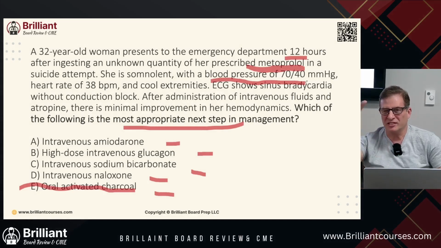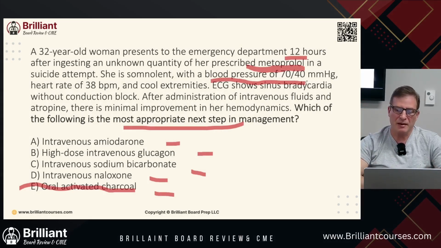Remember, we want to protect the MAP. You're going to protect the MAP because it's so important. Heart rate of 38 and cool extremities. Why is her heart rate low? Because she's getting beta blocked. EKG shows sinus bradycardia. Remember, we can count the boxes to get our bradycardia right away and know that she's bradycardic without conduction block. After administration of IV fluids and atropine, there's minimal improvement in her hemodynamics.